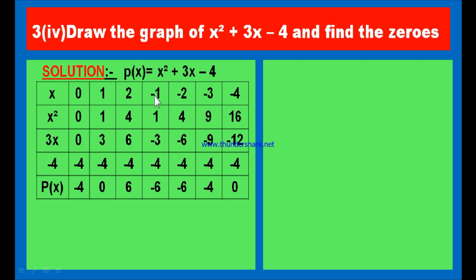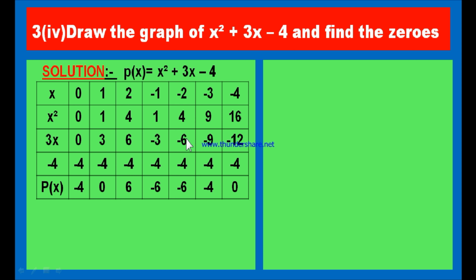Next, take x is equal to minus 1. x square, minus 1 whole square is plus 1. 3x, 3 into minus 1 is minus 3. And this is minus 4. Now, add positive values separately and negative values separately. Minus 3 minus 4 is minus 7. Plus 1 minus 7 is minus 6. Therefore, the point on the curve is (minus 1, minus 6). Now, take x is equal to minus 2. Minus 2 whole square, minus 2 into minus 2 is plus 4.